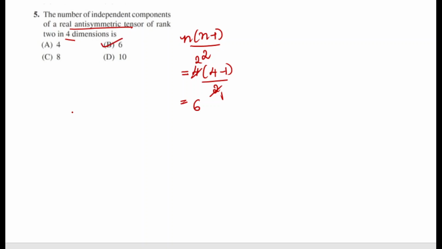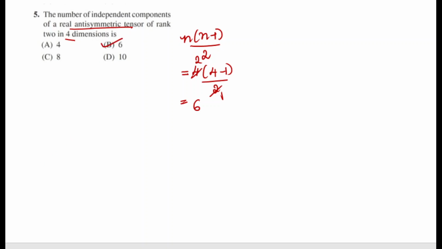These questions are repeated questions from the previous year question papers. The number of independent components of a real antisymmetric tensor of rank 2 in 4 dimensions. So we should not think about the rank, we only want the dimension. Real antisymmetric tensor means the formula is, and I have written already, n into n minus 1 divided by 2, where n represents the dimension. Dimension is 4. 4 into 4 minus 1 divided by 2. 2 ones are 2, 2 threes are 6. Option B is the right option.